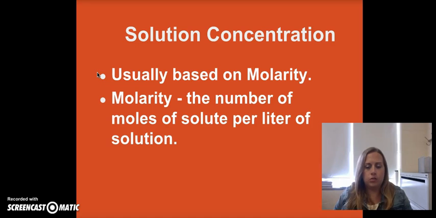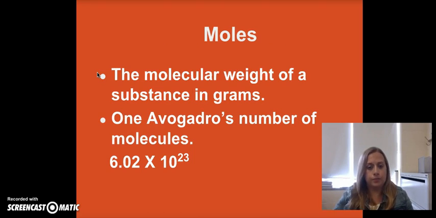So when you're looking at solutions, a lot of times you want to talk about solution concentration. This is going to be based on the molarity of the solution. And the molarity is simply the number of moles of solute per liter of solution.